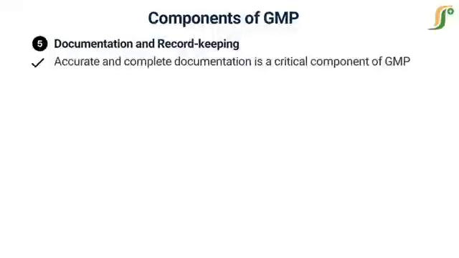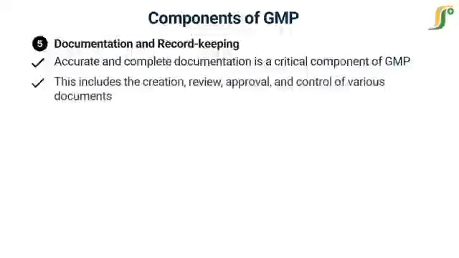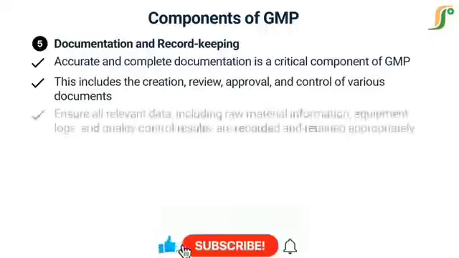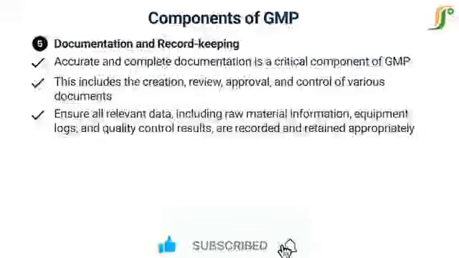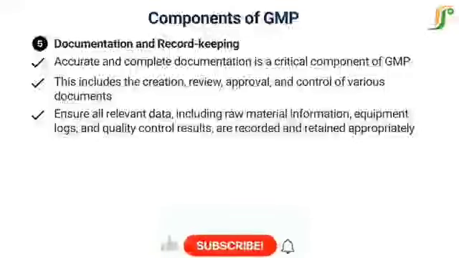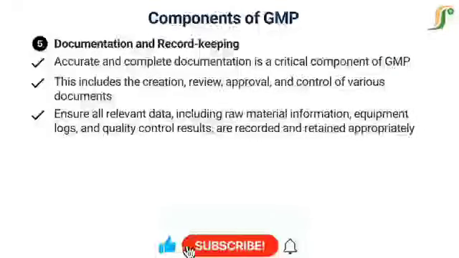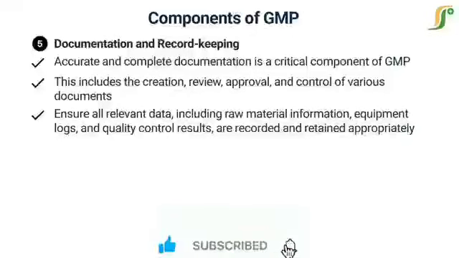Fifth component is Documentation and record keeping. Accurate and complete documentation is a critical component of GMP. This includes the creation, review, approval, and control of various documents such as batch records, standard operating procedures, specifications, protocols, and reports. GMP also requires robust record-keeping practices, ensuring that all relevant data, including raw material information, equipment logs, and quality control results, are recorded and retained appropriately.